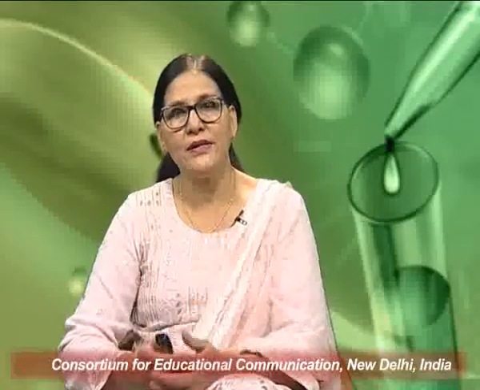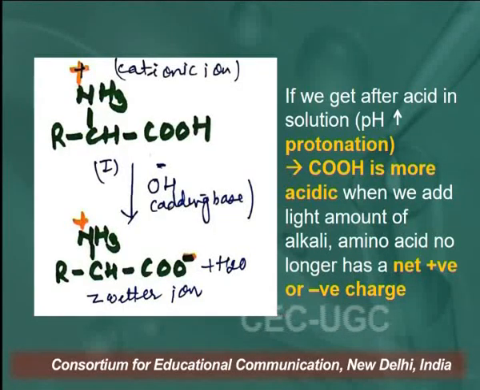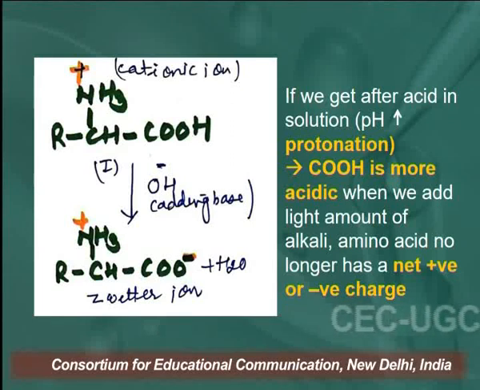So here you can see the ammonium, which is in cationic form having a positive charge. If we add acid into the solution, what happens again? Protonation takes place, and COOH is more acidic in that case, and when we add a slight amount of alkali, the amino acid is no longer cationic, and we get a Zwitterion again.